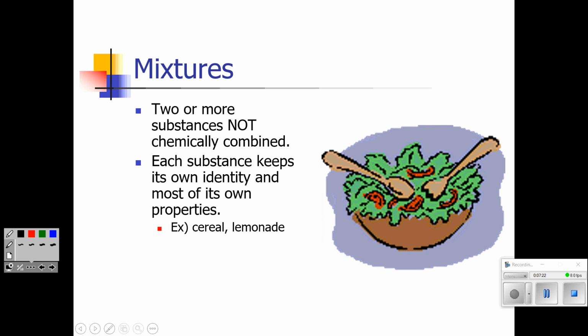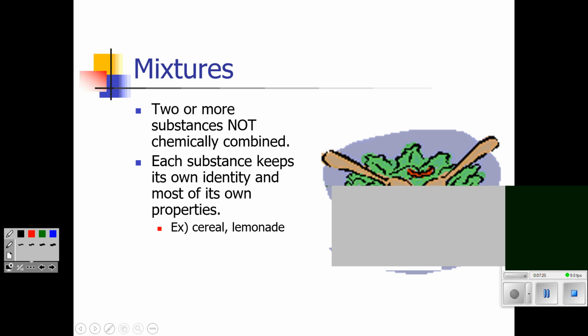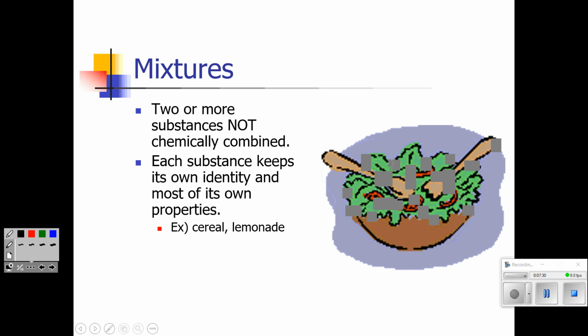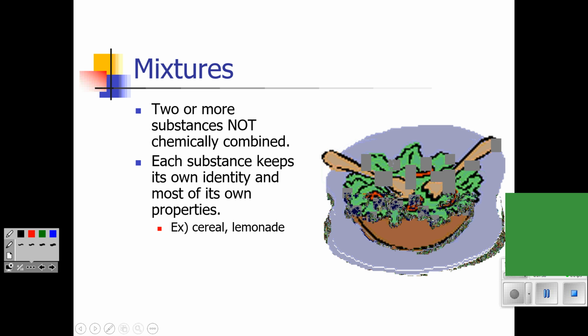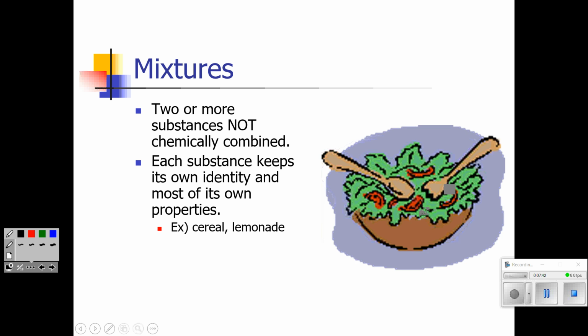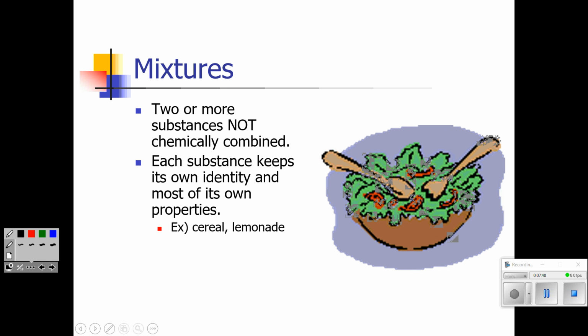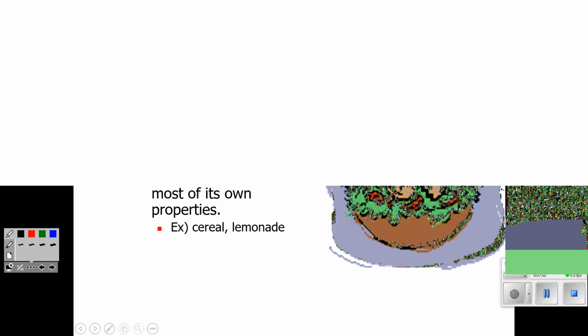So your example here, cereal and lemonade. Cereal, each piece of the cereal keeps its own properties. The salad that's shown, the lettuce keeps its own properties, the tomato keeps its own properties, whatever else is in there is going to keep their own properties. You can separate out mixtures. That's an easy way to tell. Some mixtures, like we discussed in the labs prior to this, are a little harder to distinguish, but as we start to talk about them more, talk about key words, you'll understand.